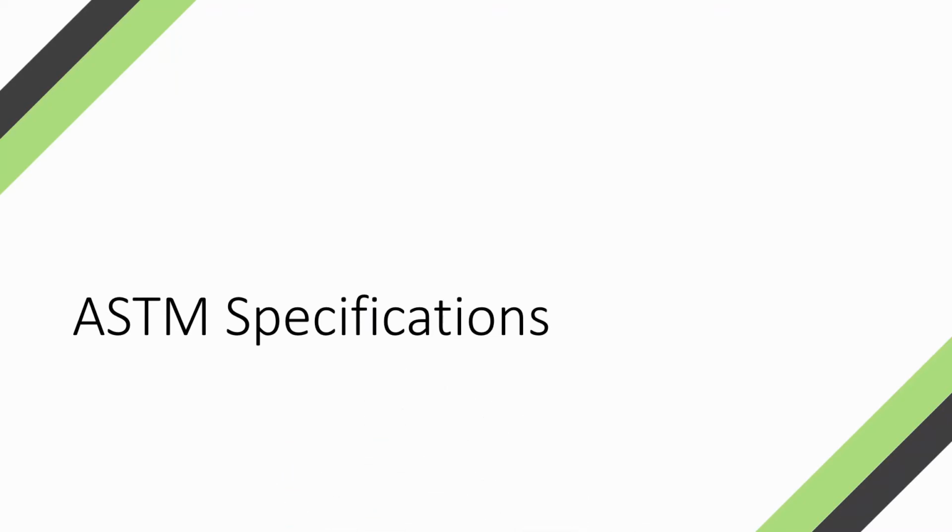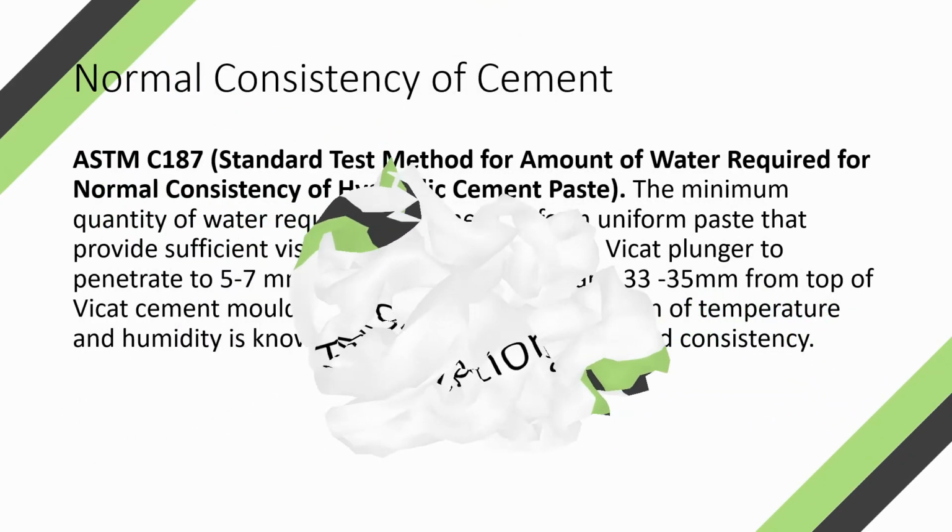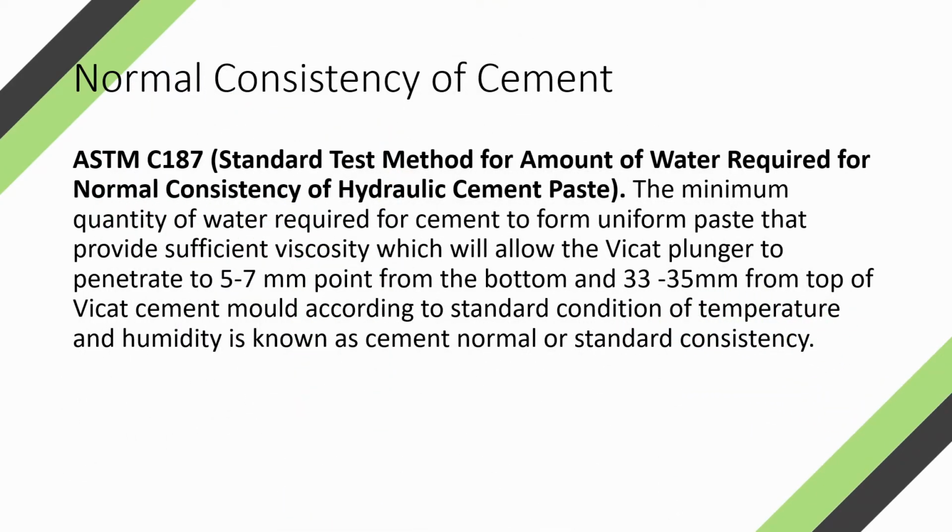So yan. Next we have here ASTM specifications for the testing of cements. First, we have here yung ating normal consistency of cement. ASTM C187 yung ating specification. Standard test method for amount of water required for normal consistency of hydraulic cement paste.